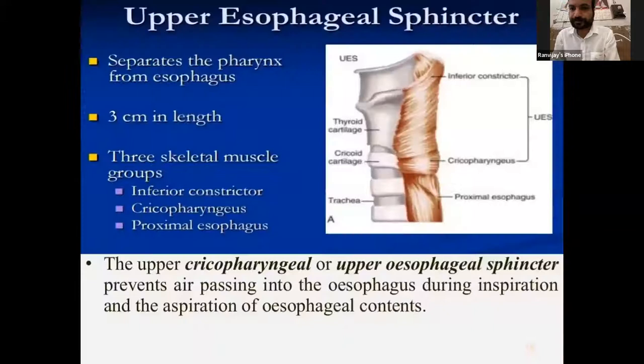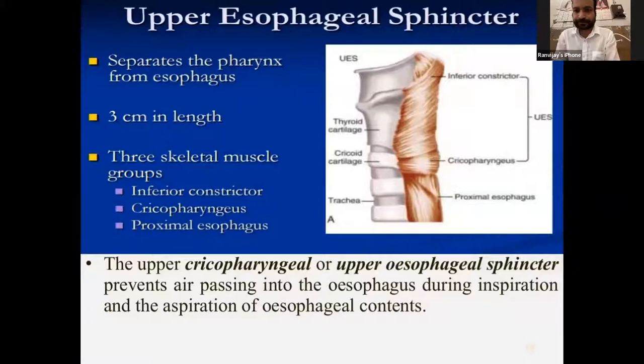Now, the upper esophageal sphincter separates the pharynx from the esophagus, and it is basically formed by the cricopharyngeal muscle. The cricopharyngeal muscle originates from the cricoid and the thyroid cartilage, and it basically has two parts: one is oblique and one is transverse. The transverse part, the cricopharyngeus, forms the upper esophageal sphincter. The length is 3 centimeters, and it is formed by three skeletal muscle groups: the inferior constrictor, the cricopharyngeus, and the proximal esophagus. The upper esophageal sphincter prevents air passing into the esophagus during inspiration and prevents aspiration of esophageal content.